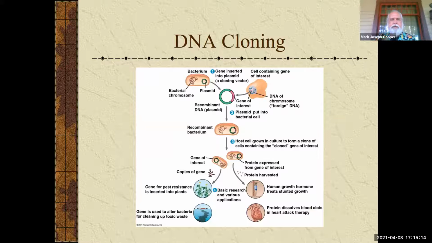So we've done a lot of different techniques. DNA cloning is one, where genes are inserted into a plasmid, which is considered a cloning vector. So we're getting bacterium to do what we want it to do, and then we get copies of genes so we can get it to make stuff for us. We do this with human growth hormone. We're doing it in plants. We're doing it for bacteria waste and heart attack therapies to make proteins. So we're getting bacteria basically to make pieces of DNA for us.